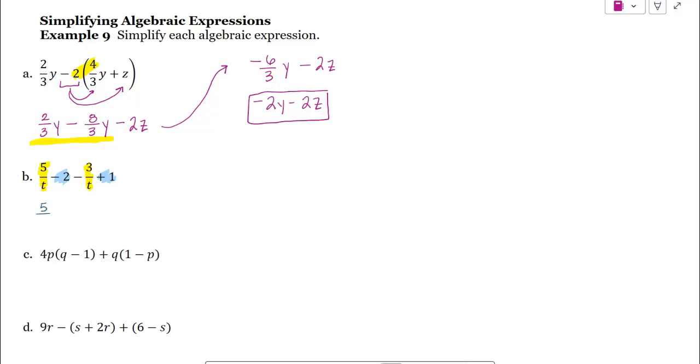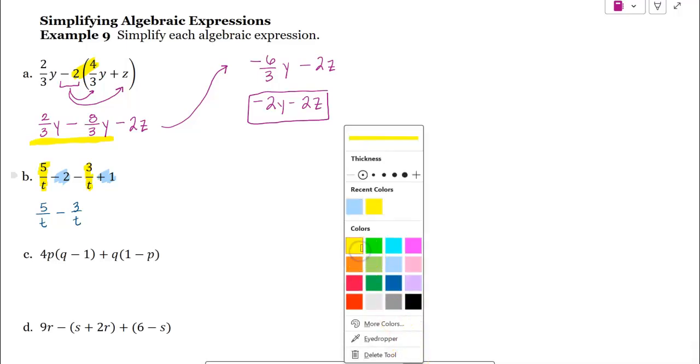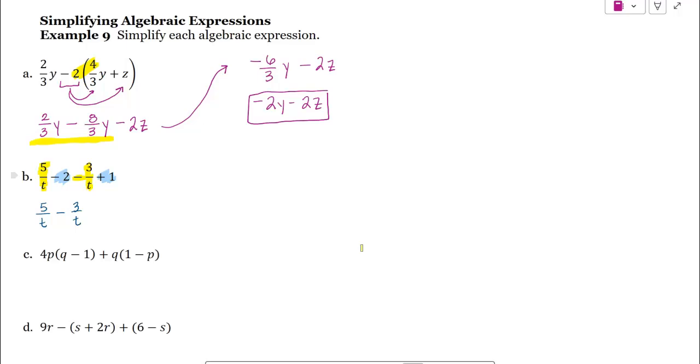Let's see, I've got 5 over t and then a -3 over t. As I mentioned a minute ago, when you have a plus or a minus sign, it belongs to the term that follows it. And then we'll have a -2 and a +1. So I'll group these two together because they both have the same denominator of t, and I'll group these two together. So this is going to give me 5 minus 3 is going to be a 2 over t, and then -2 plus 1 is a -1. So here's my final answer, 2 over t minus 1.